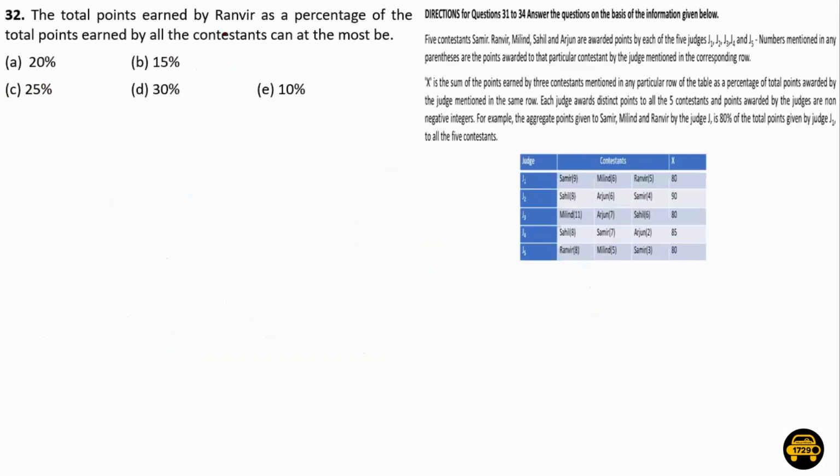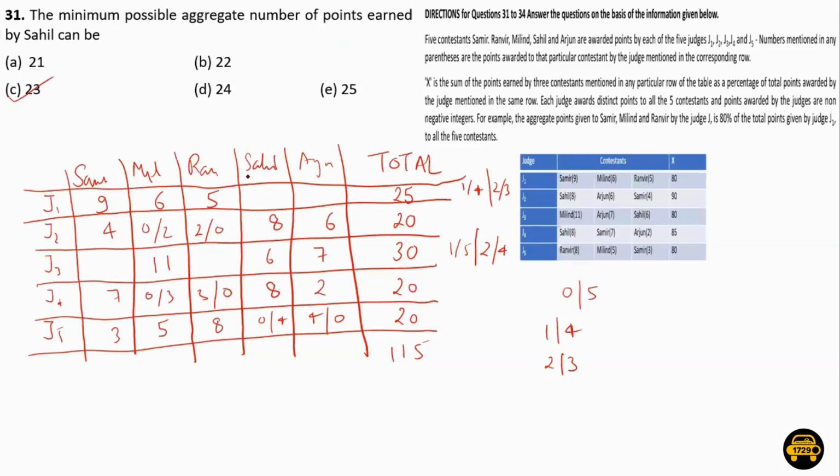Now the total points earned by Ranveer as a percentage of total points earned by all the contestants can be at the most what? So we have to maximize the score of Ranveer and then find out what percentage it will be of the total at max. So maximizing the score of Ranveer, we can give 5 from here, 2 from here, 3 from here and 8 from here. The sum will be 8, 3, 11, 2, 13, 5, 18. And again, we can give a maximum of 5 here. So 18 plus 5 makes it 23.